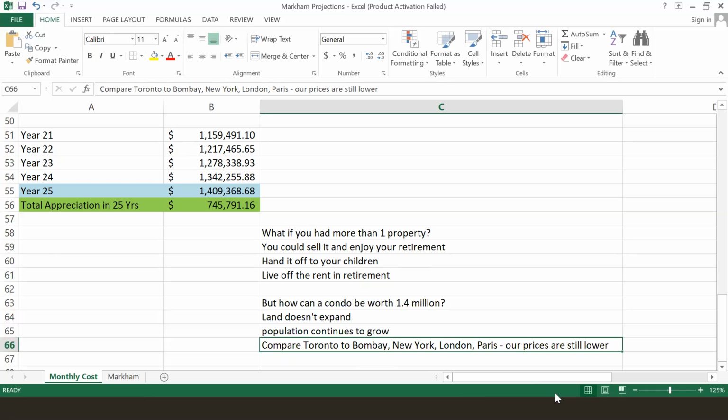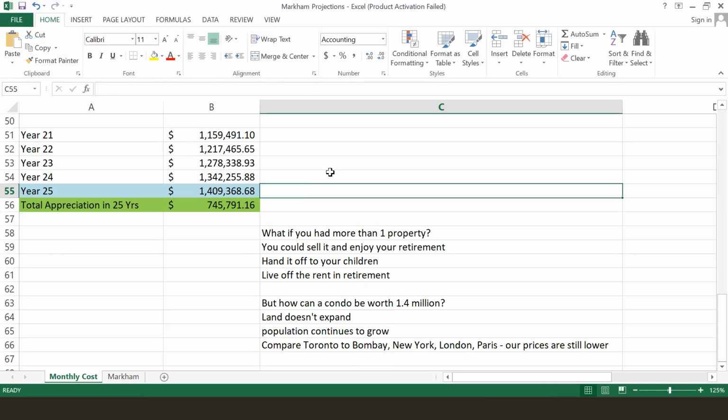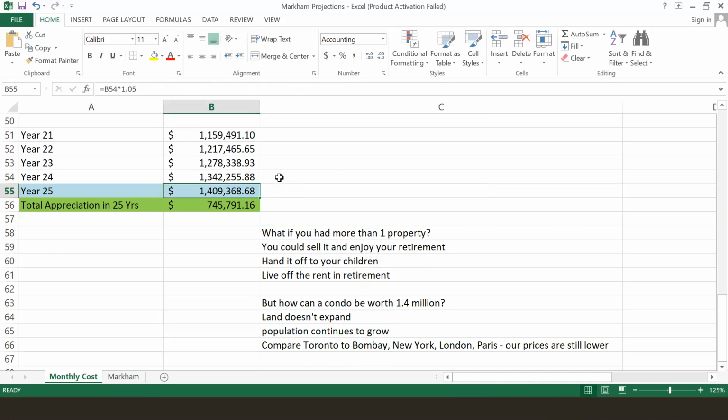So don't feel like, this is absurd. It's truly possible. Real estate always appreciates in the long run. Now, let's just say, for example, the property doesn't appreciate to 1.4 million. Let's say it appreciates to even $750,000. That's still a pretty good appreciation. You have somebody else paying off your mortgage, and you're still gaining a good appreciation year over year.